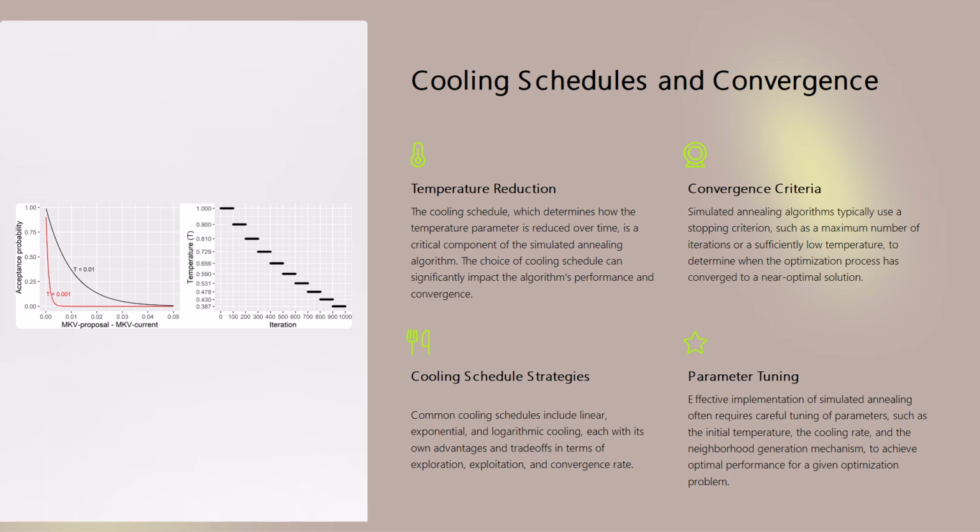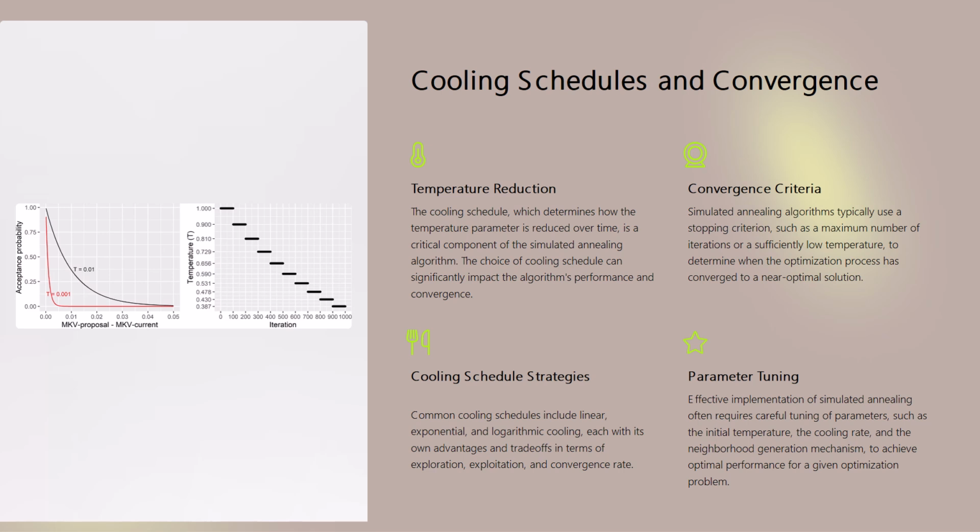Talking of convergence criteria, simulated annealing algorithms typically use a stopping criterion, such as a maximum number of iterations or a sufficiently low temperature, to determine when the optimization process has converged to a near optimal solution. Cooling schedule strategies. Common cooling schedules include linear, exponential, and logarithmic cooling, each with its own advantages and trade-offs in terms of exploration, exploitation, and convergence rates.